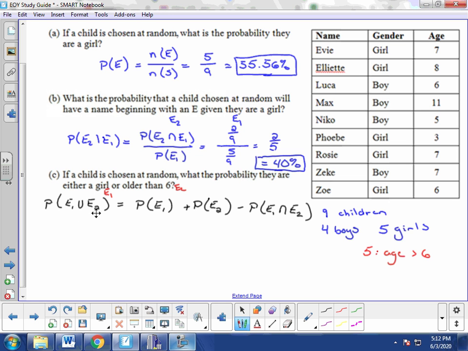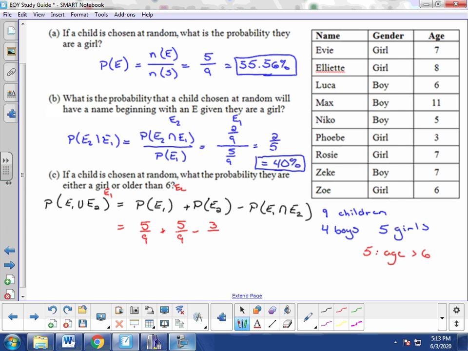So the probability that event 1 occurs, that we have a girl, we already know this is 5 over 9. The probability that event 2 occurs, event 2 is again that we have an individual that is older than 6. And so we have 5 individuals that are older than 6. So the probability that event 2 occurs would be 5 over 9. Now we can subtract the probability that both of these two things occur. So how many girls do we have that are older than 6? So we have Rosie, Elliot, and Evie. So we have 3 girls that are older than 6.